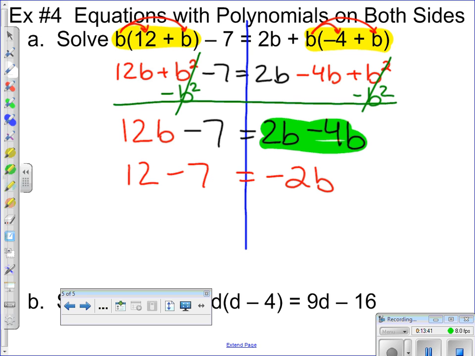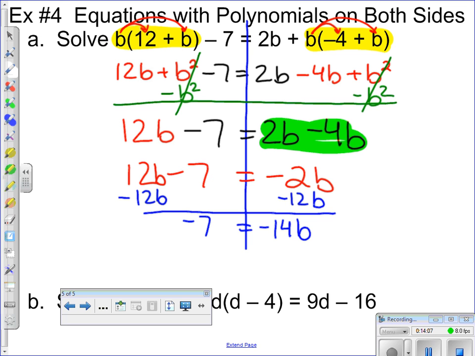Now, if you notice, there's a 12b on one side and a negative 2b on the other. And there's only one number, 7. So let's leave the 7 where it is. And for once, let's subtract the bigger number, which is 12b. That way, the negative 7 is all by itself. I get negative 2 minus 12 is negative 14b.